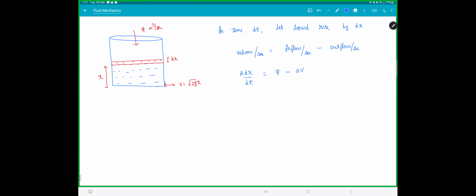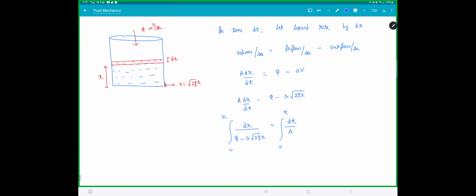Simple logic there. We are not doing any hi-fi science here. If every second 10 liters is coming in and 3 liters is going out, the balance is 7 liters. That was all. So this guy is A dx by dt. This is Q minus A root 2gx. Physics got over. So this integration is a mess, that's a different story though. But once they teach you in maths, this is a joke actually. Root 2gx, this guy will be dt by A. Integrate. This will go from 0 to t and this will go from 0 to x.